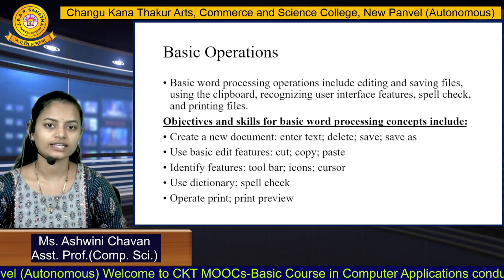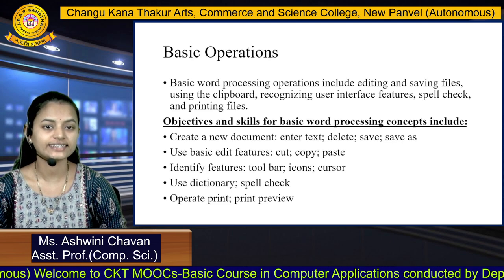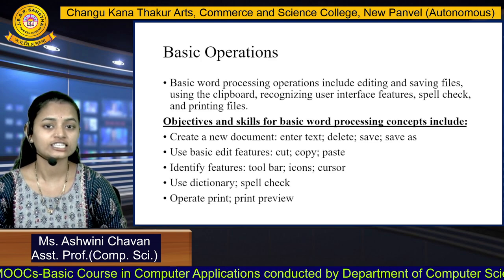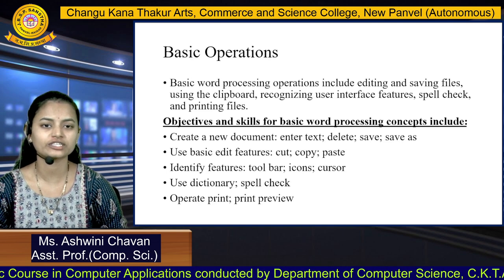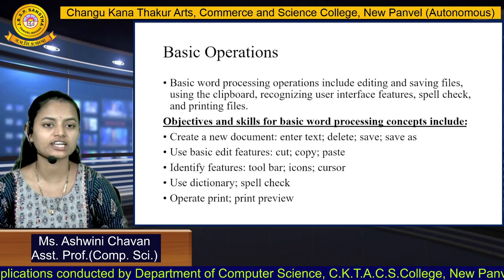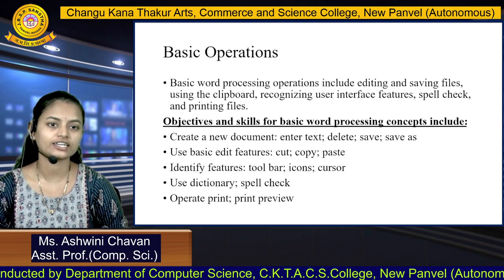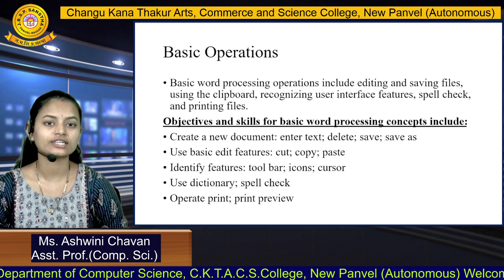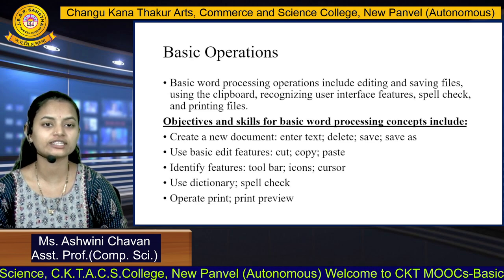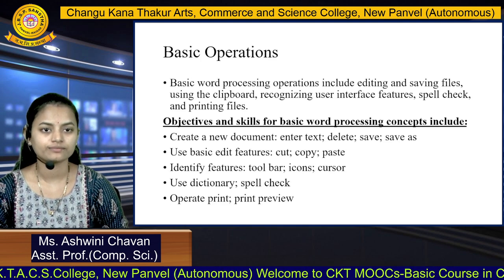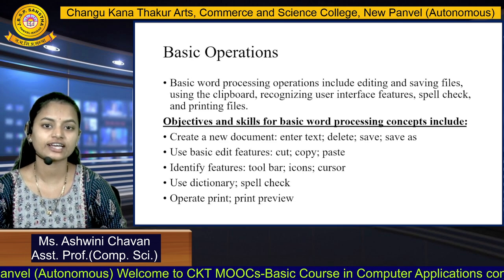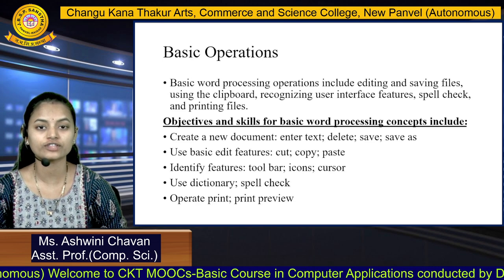So basic word processing operations include editing and saving the files, using the clipboard, recognizing the user interface features, spell check, and printing files. After creating that document, we can save it so that we can further read or modify that file. Then we can copy the content on the clipboard. We can recognize a number of user interface features, like on the ribbon there are several options for giving formatting to that document content, as well as we can check the spellings. We can print the files which are created with the help of that Word.